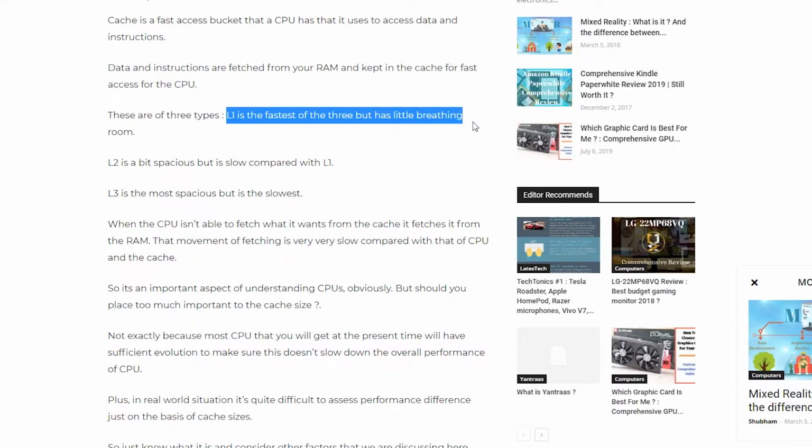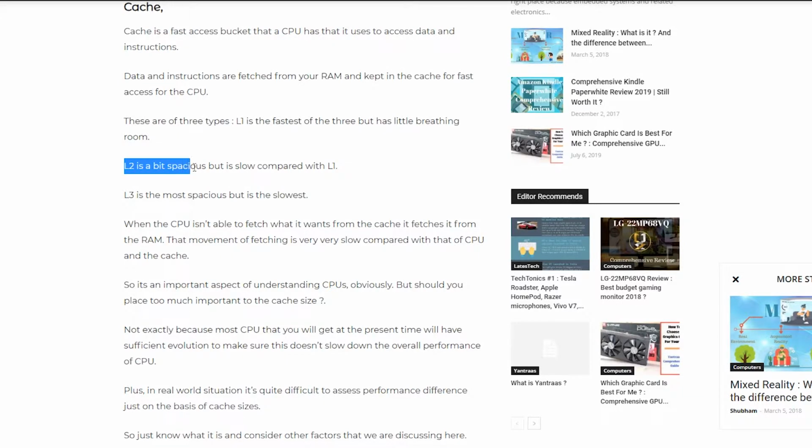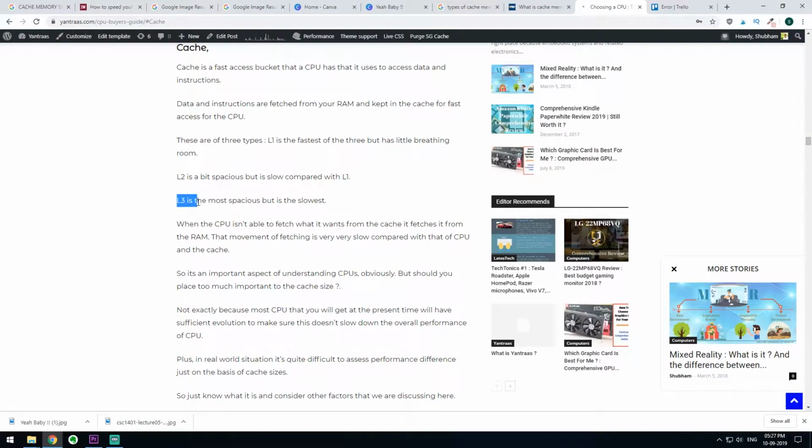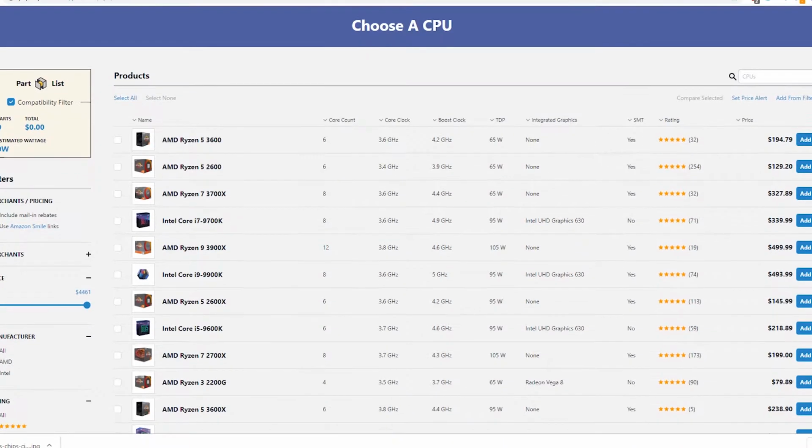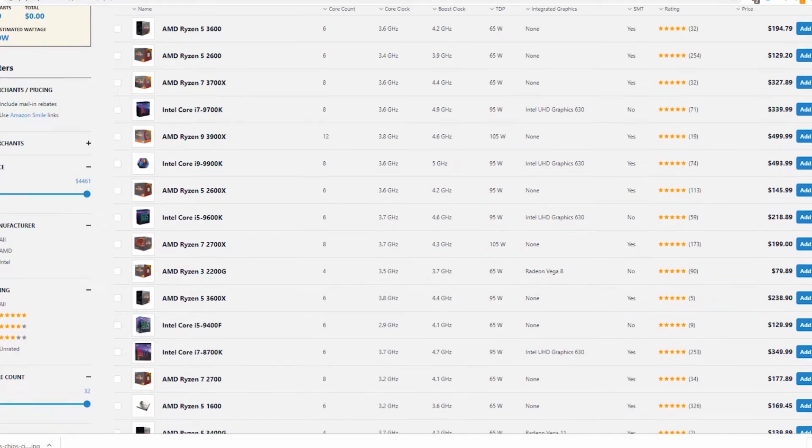In any case, I'm going to explain what kind of cache memory a CPU has. First is L1 cache. It is the fastest of all the cache memory that a CPU has, but the space it has is very small. L2 cache is a bit more spacious than L1, but it is slower compared to L1. L3 is the slowest of all cache memories and is the most spacious among the three. So this is something inherent in the CPU. You need to have it in your mind, but I don't want you to worry about it too much, because any CPU that you pick up in this day and age will have evolved sufficiently to have the cache memory that it needs.